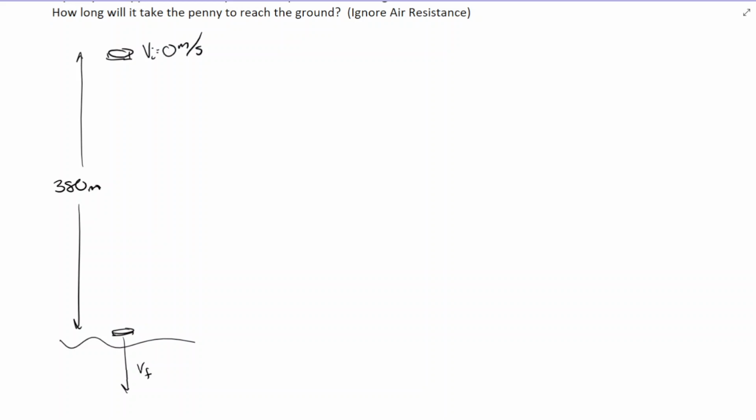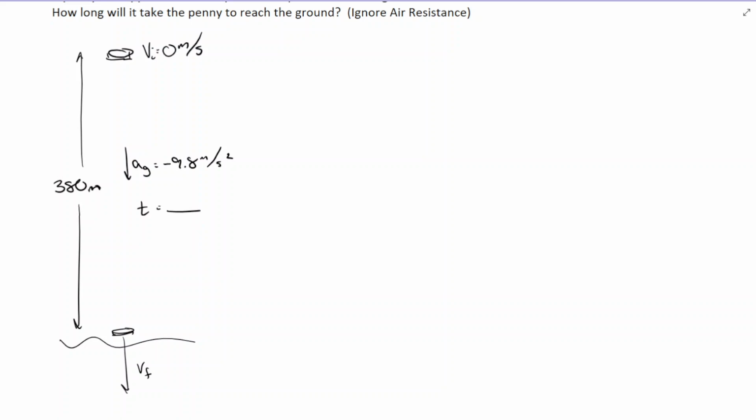Well, in order to gain that velocity and to fall that distance, it needs to get a push. That would be the acceleration due to gravity, which is going to be downward at 9.8 meters per second squared. And it's going to fall for quite some time, t, and we don't know what t is.